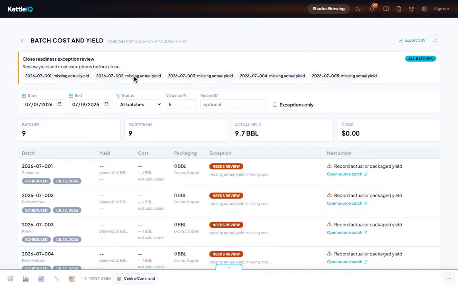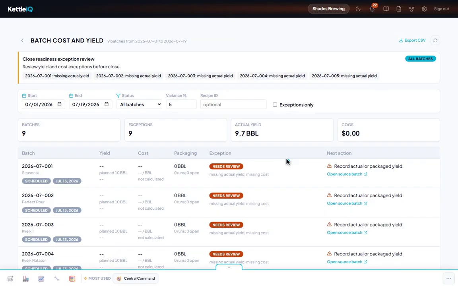This shows you how each completed batch actually performed against what the recipe planned in both volume and cost. Each row shows the batch, its planned yield and cost per unit, and what actually happened, actual volume produced and actual cost. I call out variance directly, so a batch that came in short on volume or over on cost stands out instead of getting buried in a spreadsheet.